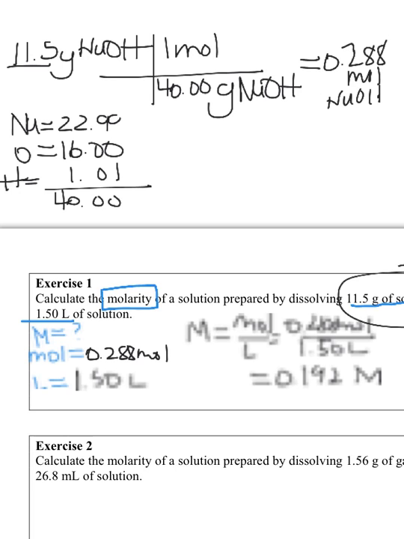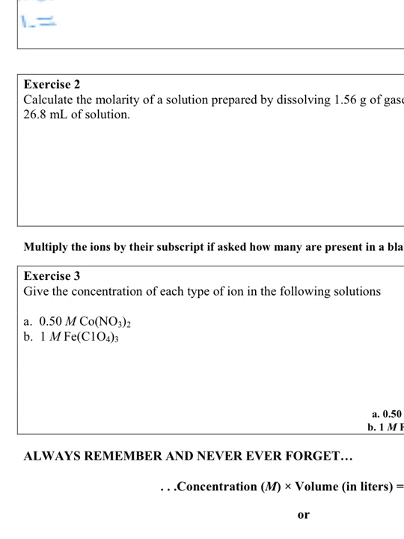I'll give you a quick second to copy down anything you didn't get a chance to, but this question should have been fairly easy, and you should have been able to complete most of it probably without my help. Question 2. Calculate the molarity of a solution prepared by dissolving 1.56 grams of gaseous hydrochloric acid and enough water to make 26.8 milliliters of solution. Well, I'm going to save us a little bit of time. You're still going to follow the same format where you use the molarity formula, you list your variables.